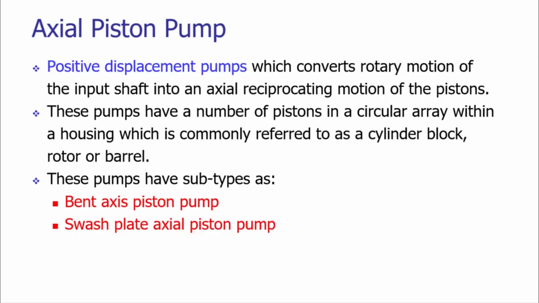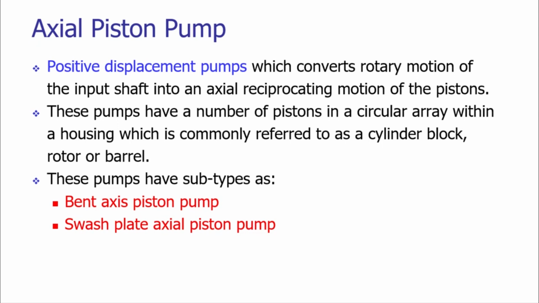The next group of pumps is axial piston pump. Axial piston pumps are positive displacement pumps, and they are converting the rotary motion of the input shaft into the axial reciprocation of the pistons. The rotary motion of the input shaft is being converted into the reciprocating motion of the pistons.